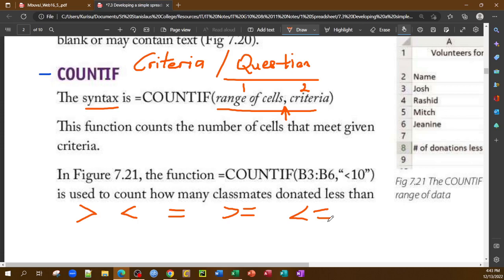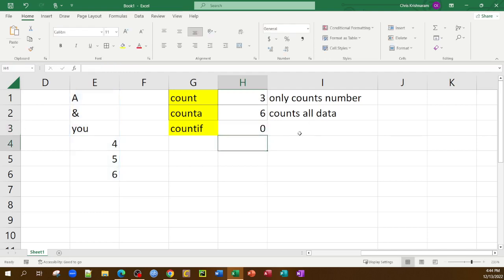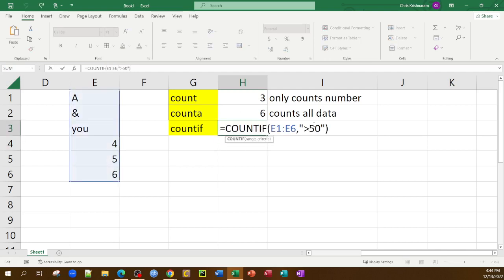So is something more than, is something less than, is something equal to, is something greater than or equal to? Those are our criteria, those are our questions that we need to ask. So in the quotation marks here, I simply need to type in greater than, whatever question I would like to answer. So for instance, if I want greater than 50, I type in greater than 50.